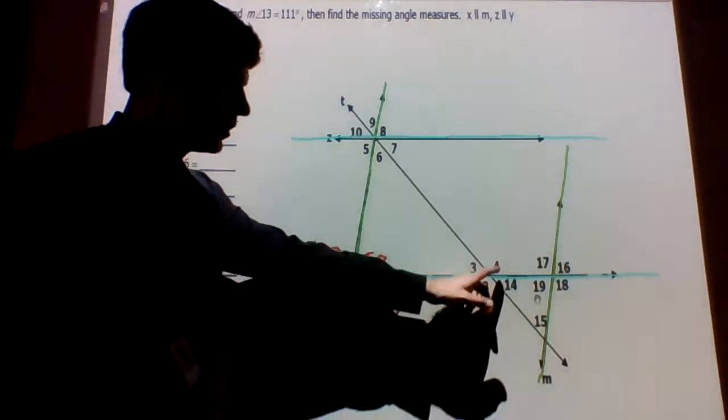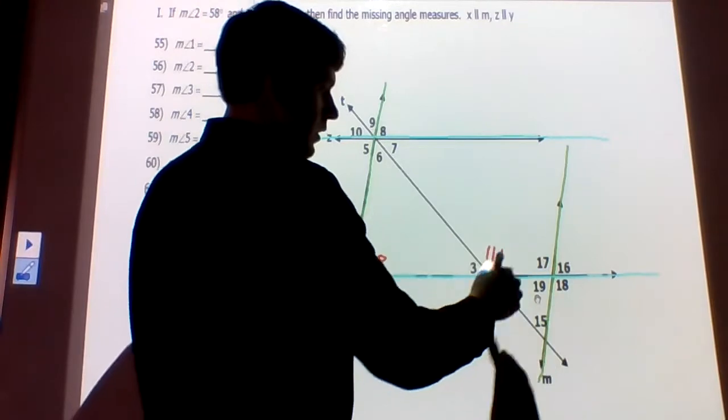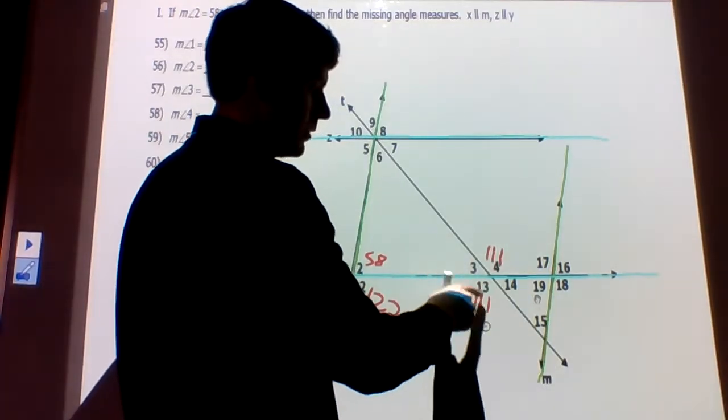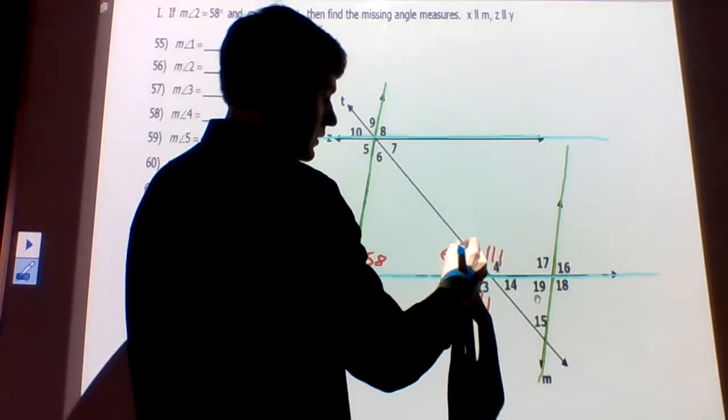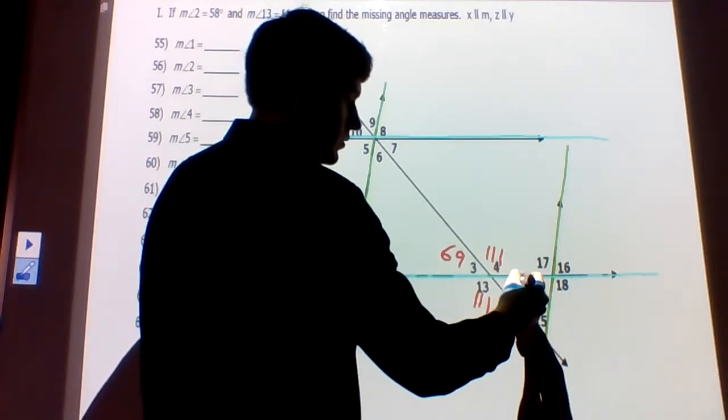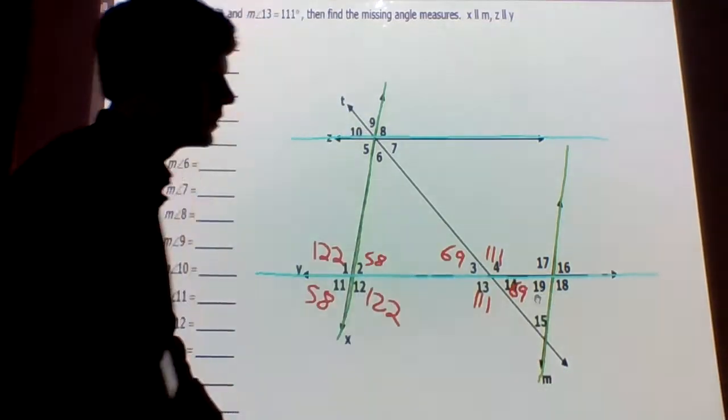I know these are vertical, so this is 111. I know these are a linear pair, so we do 180 minus 111. That gives us 69. Vertical again, so 14 here is 69.